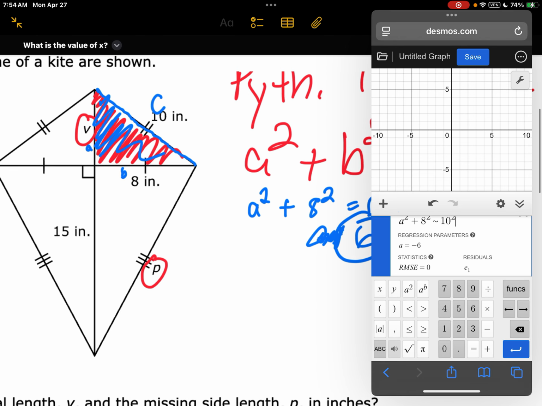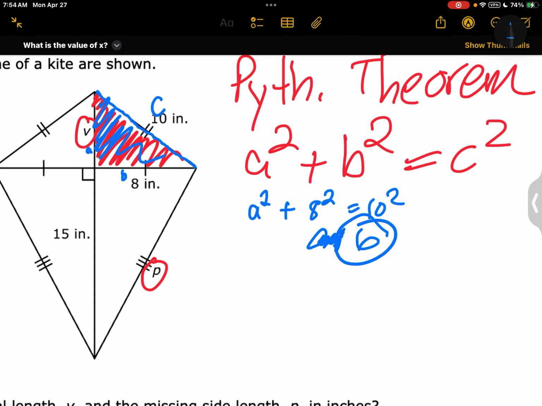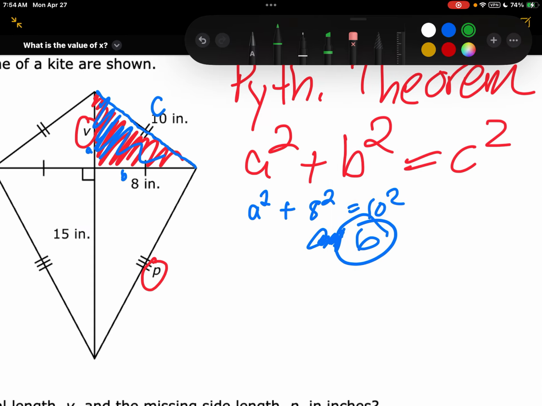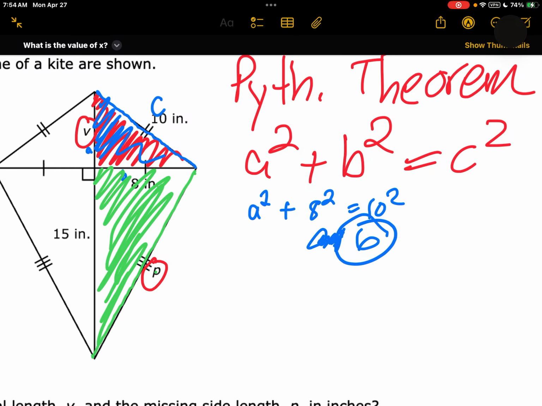All right, now part 2 of this problem is we're going to concentrate on finding the letter P. So we're looking at P. That's right here. The triangle we are focused on is this one. This will be the letter C. This 15 can be the A, and then the 8 right there could be the B.